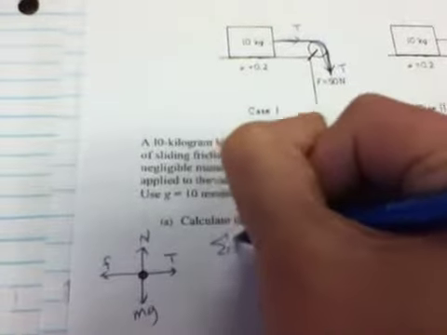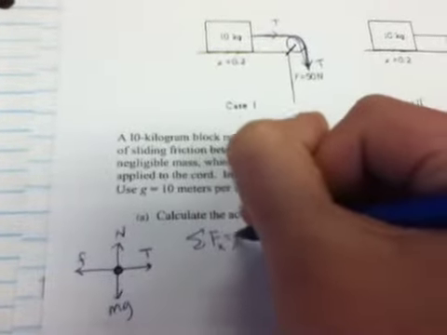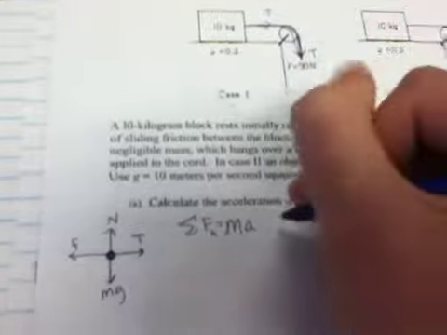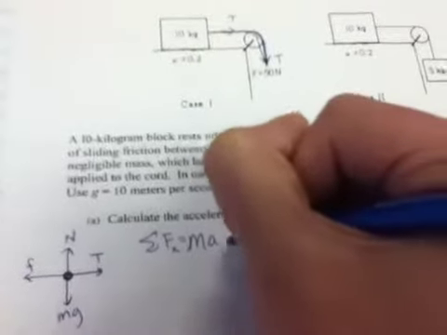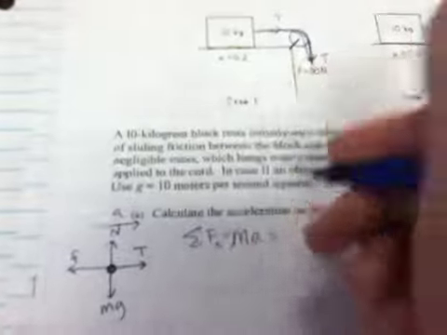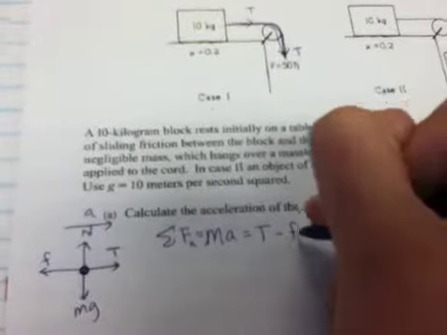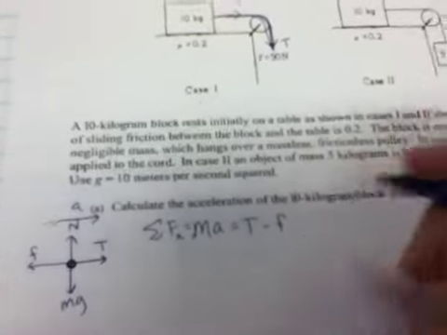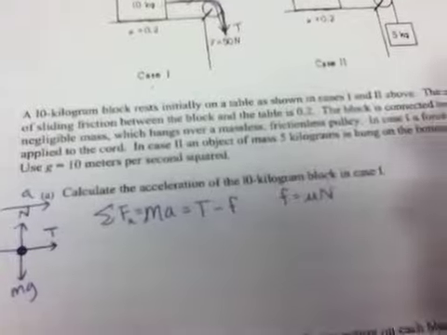So let's say the sum of the forces in the x direction is going to equal MA, because there's only one M here. See how there's only one M, so all you have to do is just put MA equals, and we see that the tension is going the same direction as that acceleration, so you're going to say T minus F. But wait a minute, F is a little more complicated than just plain old F, right? This friction is going to be mu times normal.